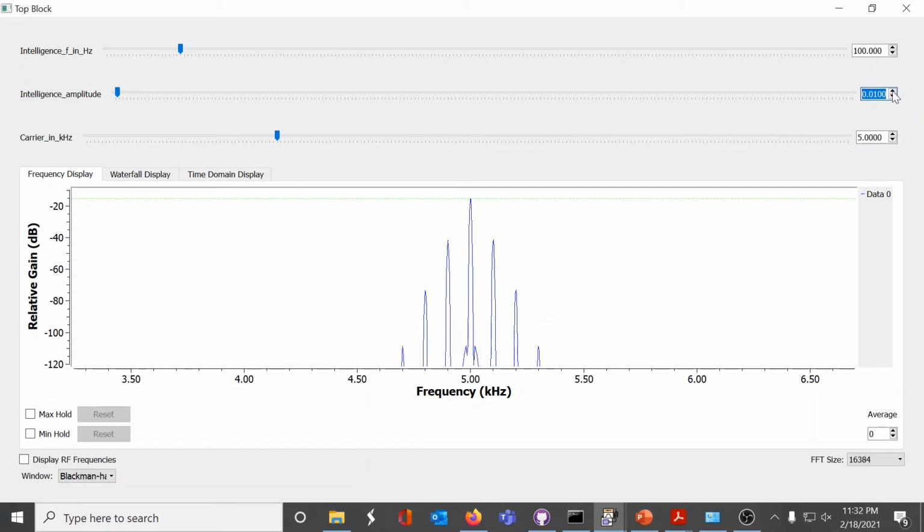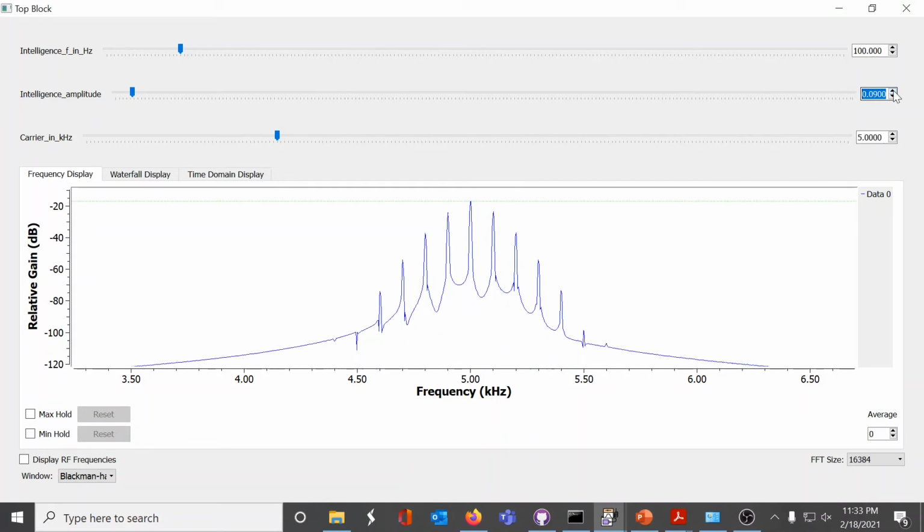As we increase the amplitude of the intelligence, we see that there are more sidebands created. So the bandwidth of an FM transmission just keeps getting wider and wider the louder you speak into the microphone. At this point, our bandwidth is actually 1 kilohertz. So here's your F2 minus F1. That's 1 kilohertz, which means there are 5 sideband pairs. 1, 2, 3, 4, 5. But we can keep going.